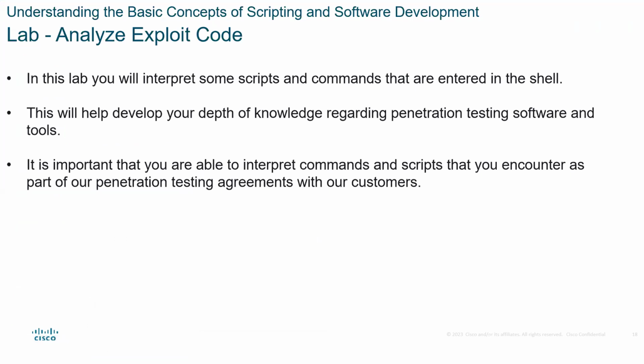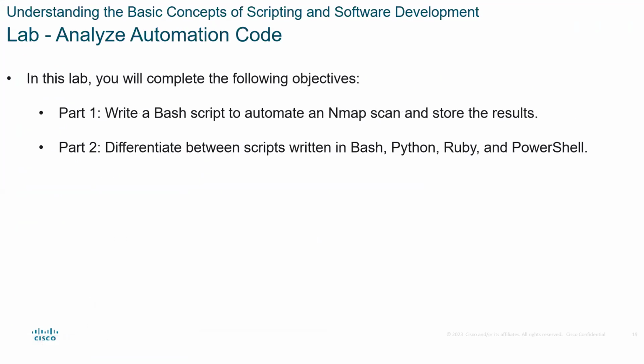Now, one of the things that this is going to help us do is to develop some in-depth knowledge regarding penetration testing software, right? Now, the second lab we're going to do is how to write bash scripts and how to automate an Nmap scan and, of course, store the result. Then the second part of this particular lab is that we need to learn how to differentiate scripts. If you're taking the CompTIA PenTest exam or you're taking the ethical hacker exam, you should be able to differentiate between these scripting languages.